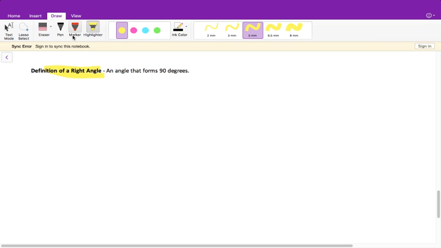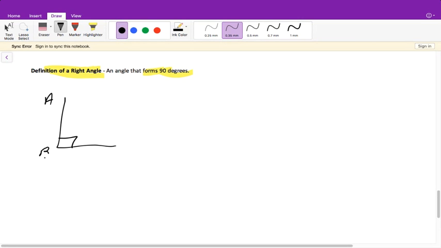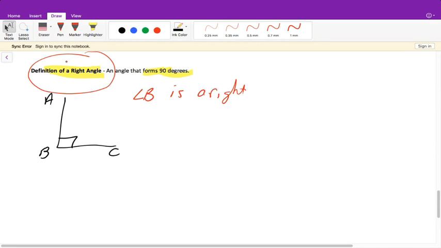All right, the next one that you might also think is very easy, definition of a right angle. Well, what is a right angle? It's an angle that forms 90 degrees. So if I give you this here and put ABC, we could say that angle B is a right angle. And why? Because it forms 90 degrees. It's just something that you guys will have to use throughout.